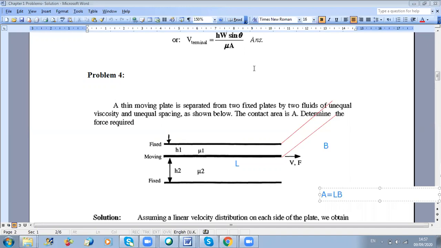This recorded meeting will be posted on Blackboard. Yes, I will post it on Blackboard. Thank you, doctor. Any other question? Doctor, B is the width of the plate? Yes, B is the width of the plate and L is the length of the plate, so the contact area between the plate and the fluid is B times L. Okay.